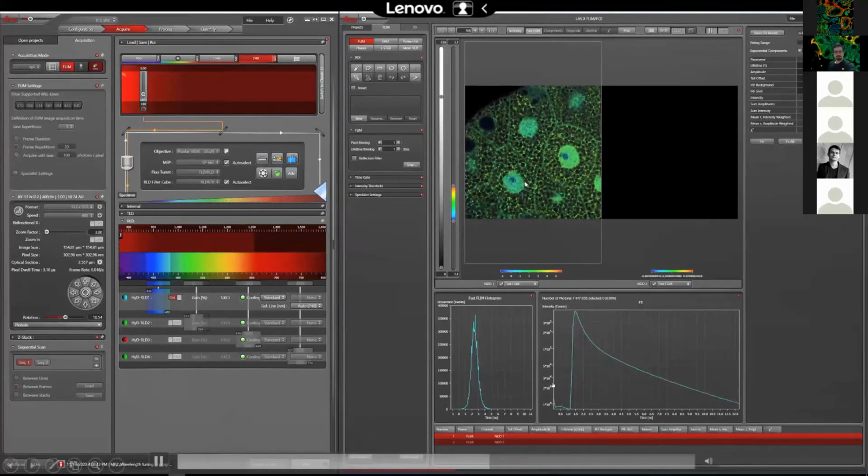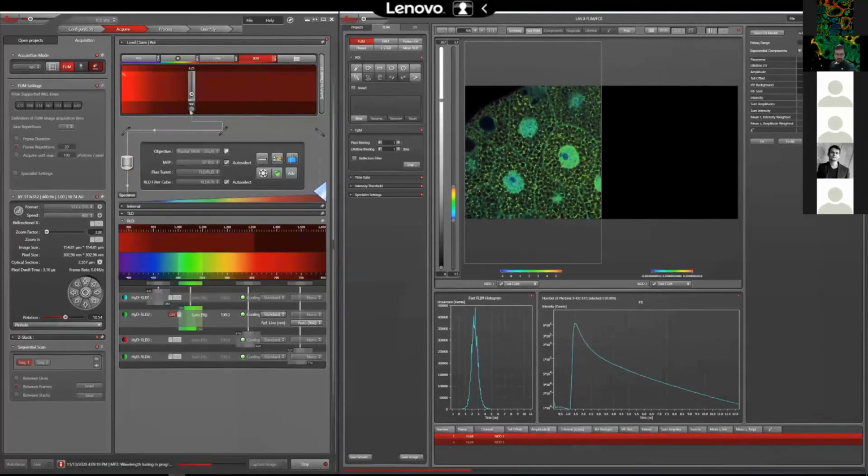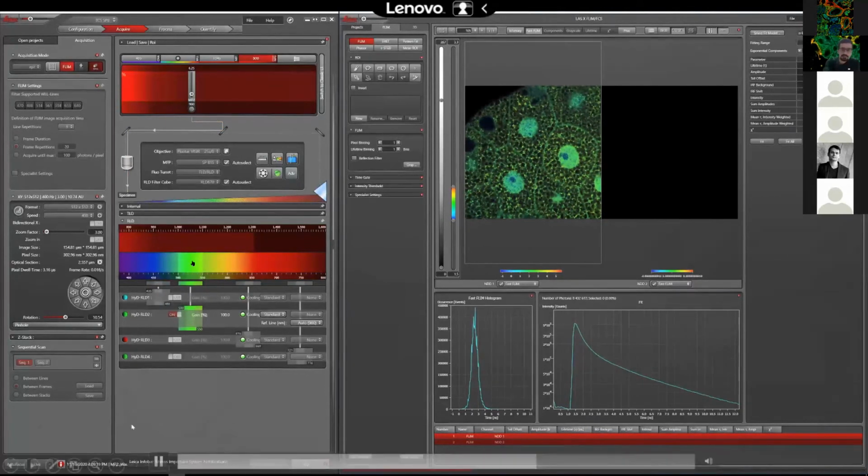So when the 20 repetitions for the NADH are finished, we switch to the second sequence, and it takes about 16 seconds to tune to 900 nanometer.